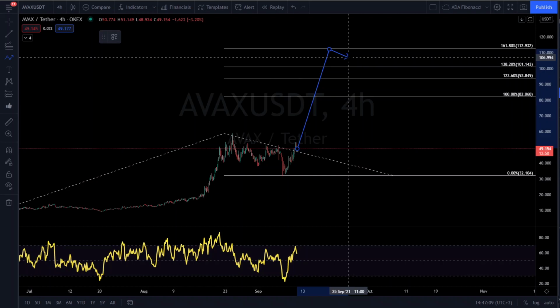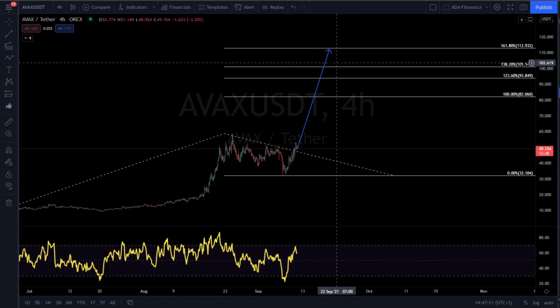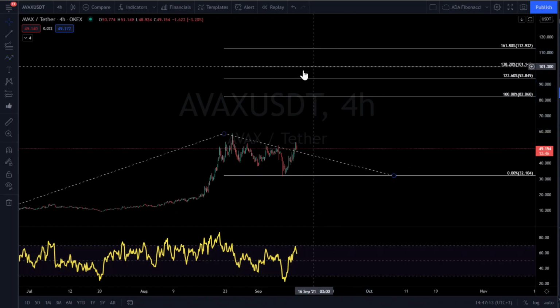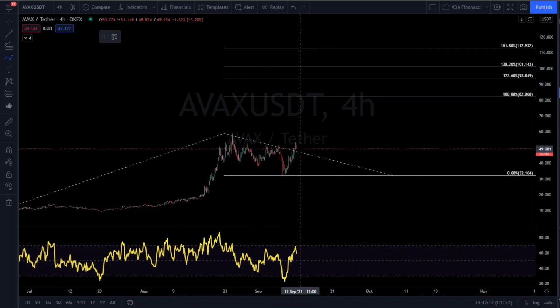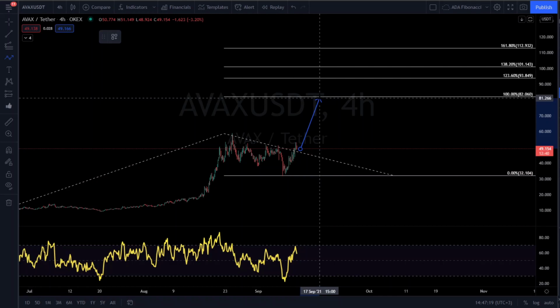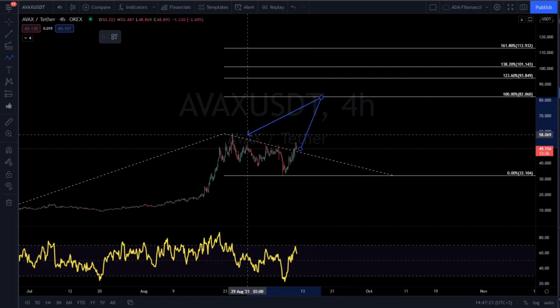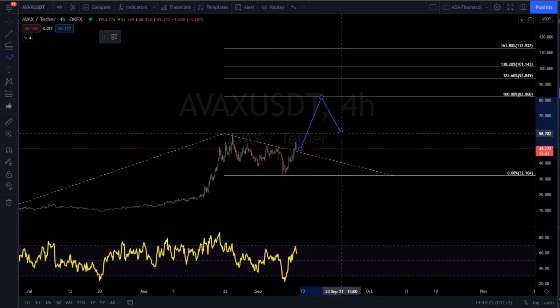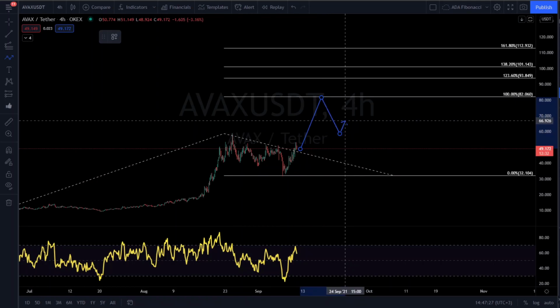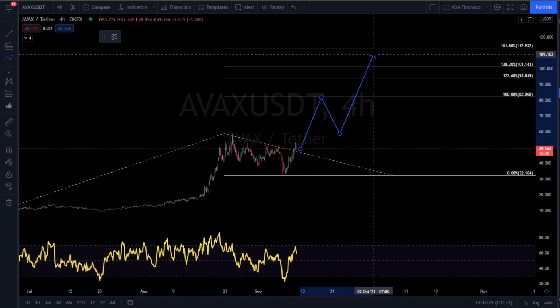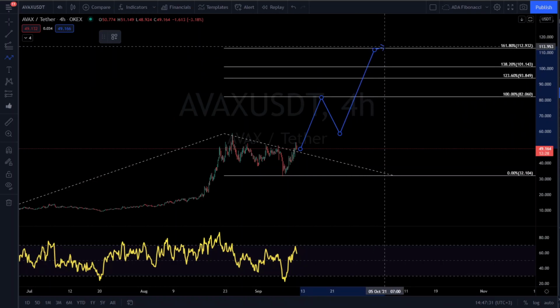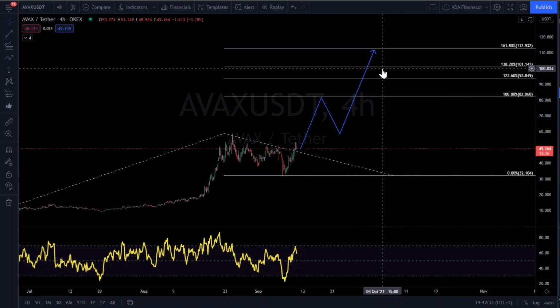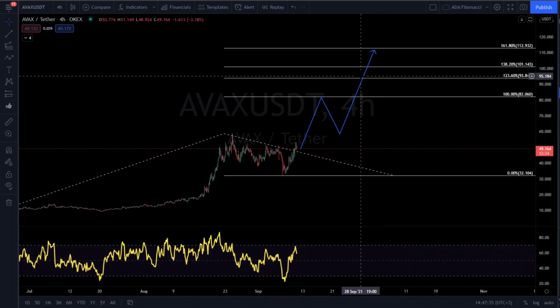But we are looking at something like maybe coming up here, testing the 100% and $82, then possibly retracing back to the last all-time high, and at that point we can have enough momentum to go up to the 162% Fibonacci line.